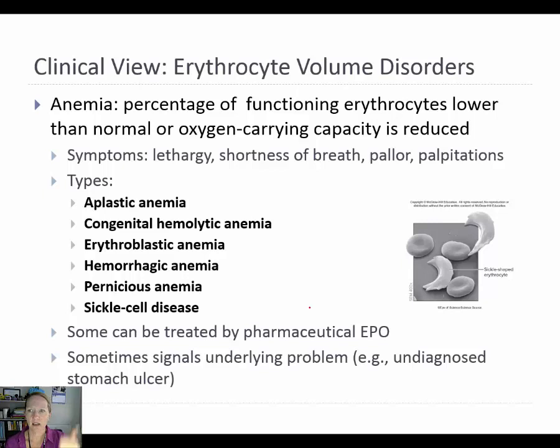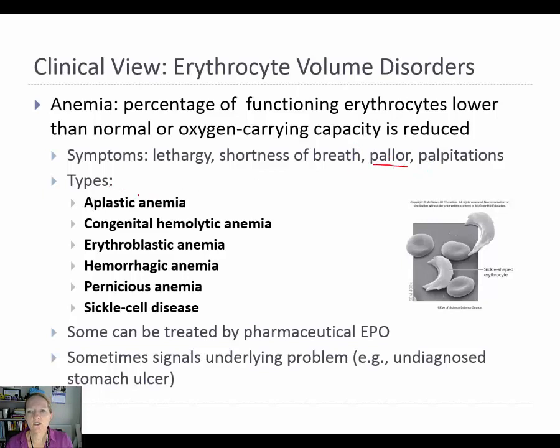And so you're going to get things like lethargy, because your cells are not going to have the oxygen that they need to perform cell respiration, and shortness of breath. The body's trying to get more oxygen. It's sensing that there's not enough oxygen, so it's going in and getting a little bit more. Pallor and palpitations, so that's going to be that kind of ashen color. This is, of course, because you don't have as many red blood cells.